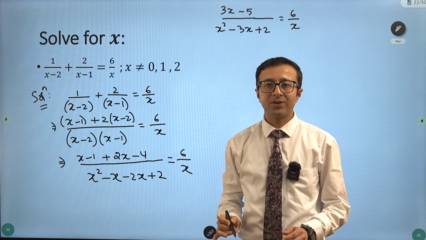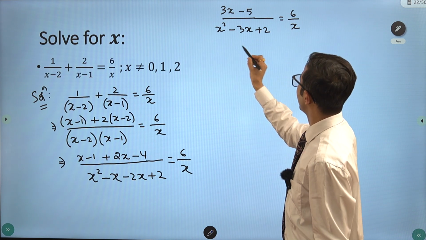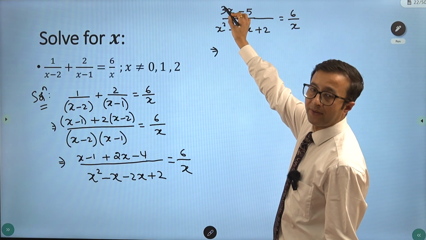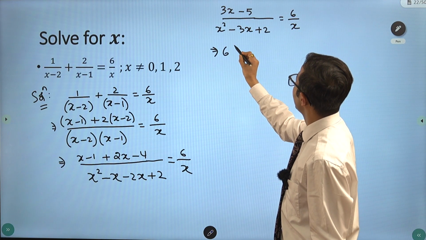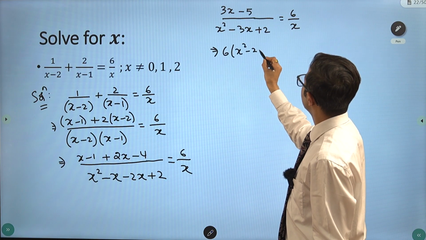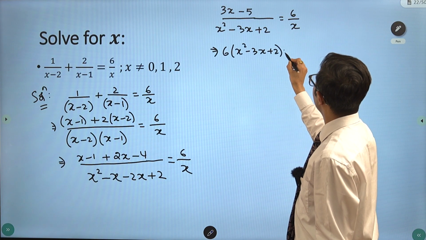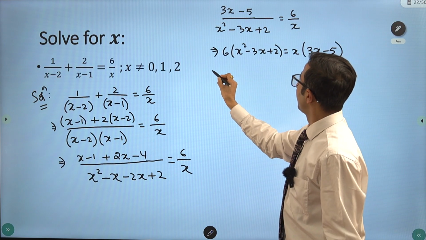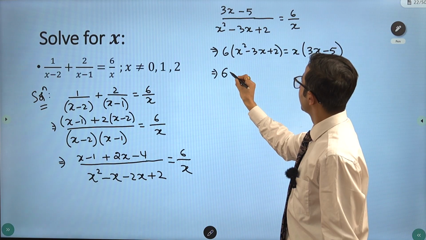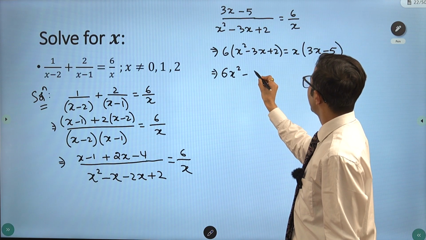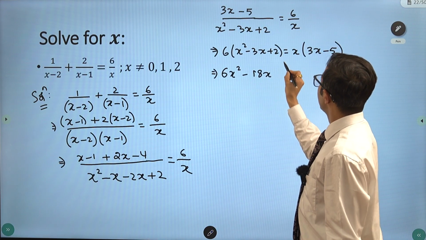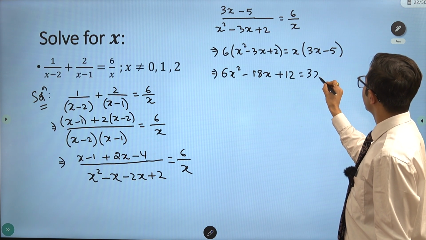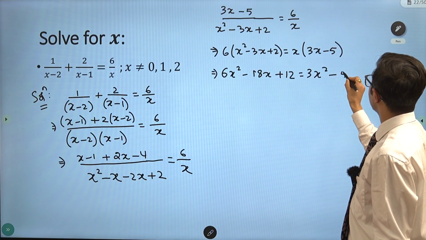Now next step is we will go with the cross multiplication. Cross multiplication means the 6 will multiply with this, and x will multiply with the numerator. So 6 times x square minus 3x plus 2 is equals to x times 3x minus 5, which implies 6 into x square, 6x square, minus 6 3s are 18x, plus into plus, plus 6 2s are 12, which is equals to x into 3x, 3x square, and x into minus 5 is minus 5x.